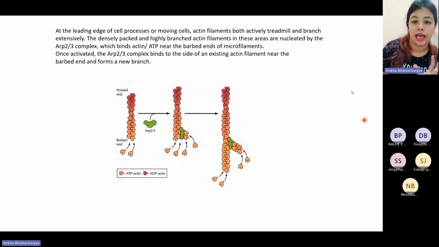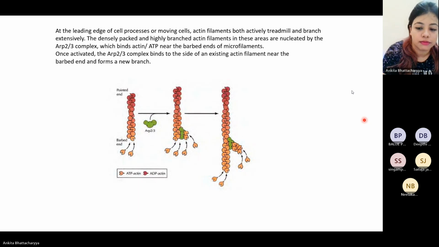So at the leading edge, or on the ends where a cell is moving in a particular direction, it has to have a lot of active treadmilling of actin filaments, but that would not be enough. If it has to move further, it needs to branch out. This branching is quite heavily taken care of by the ARP2/3 complex, which we just mentioned, the actin-related protein.